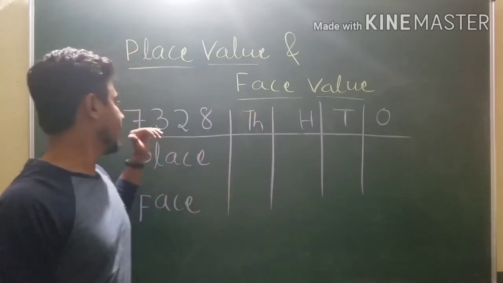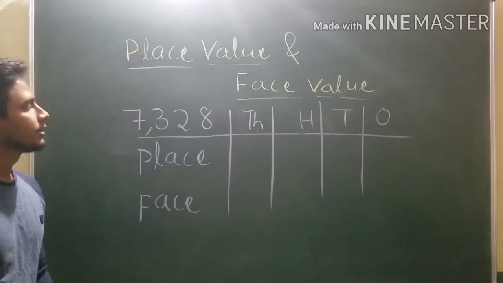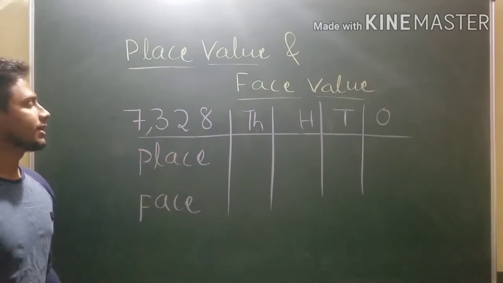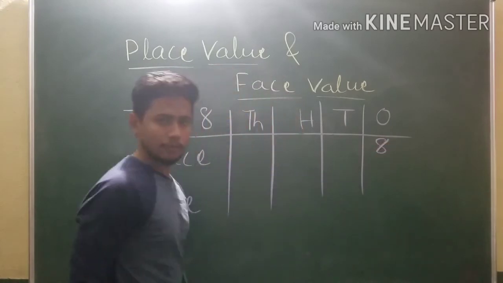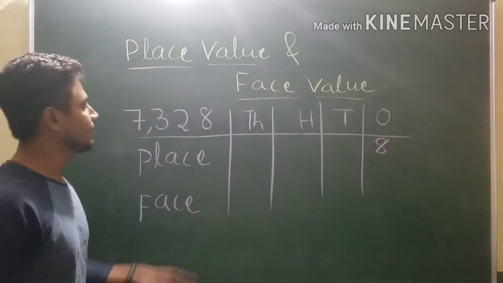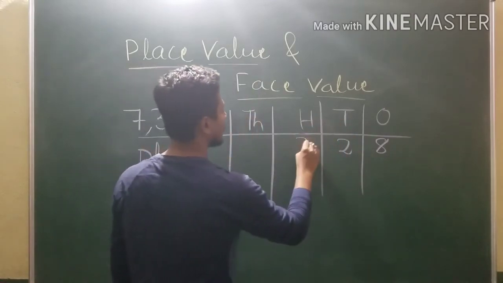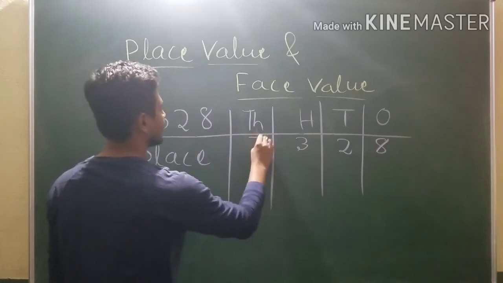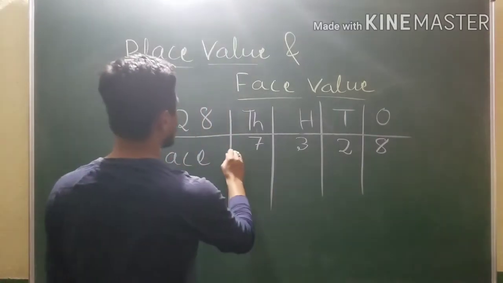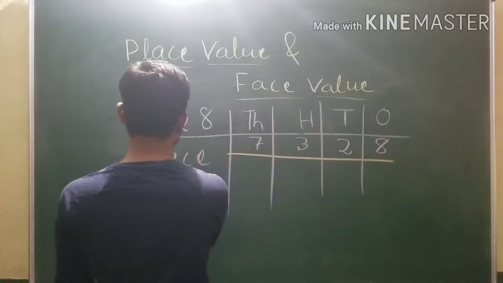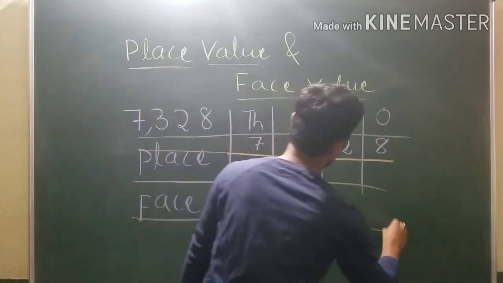Now I arrange this number according to its places. How can I arrange? So 7328. I write 8 in the unit place because it is present in the unit place, 2 in the tens place, 3 in the 100 place, and 7 in the 1000 place. After writing these numbers, now we have to find the place value and face value.